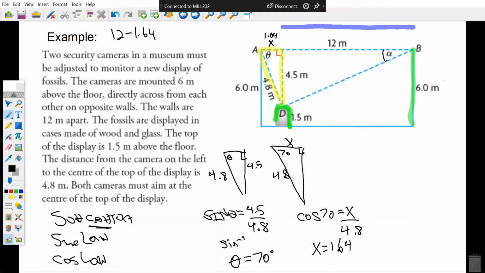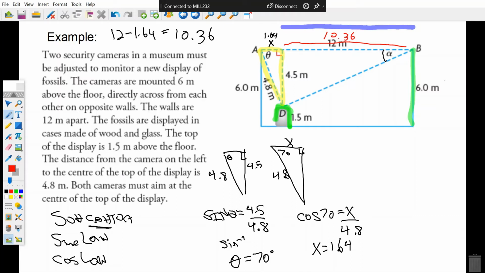Remember, you're not using second function cos, you're just using regular cos. All right, so 12 minus 1.64 is 10.36. So this distance right here, I'll use a different color. This distance right here in red, 10.36.